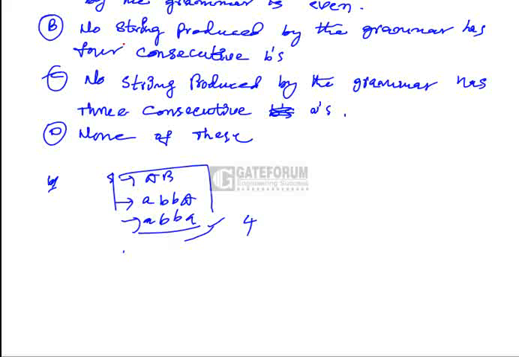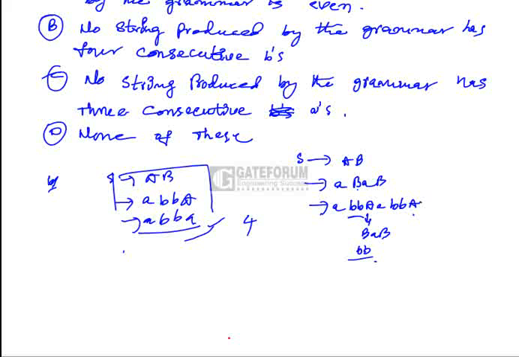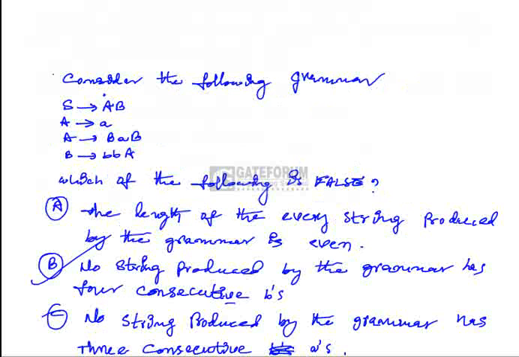Next, option B: no string produced by the grammar has 4 consecutive B's. Let us take one particular string. S to AB, A to small a, B to BAB, again B to BBA, again B to BBA, and again A to BAB, then 4 consecutive B's you definitely get. But the option says no string produced by the grammar has 4 consecutive B's. This is wrong, so this is a false statement. Option B is the right option.